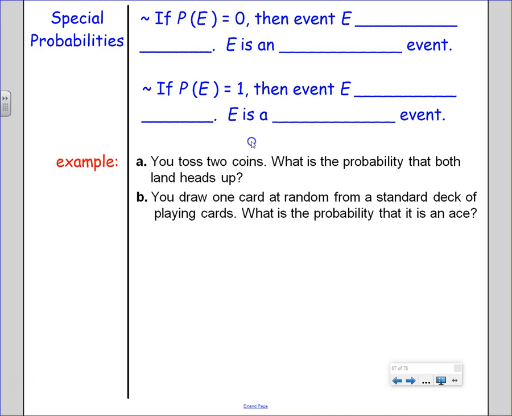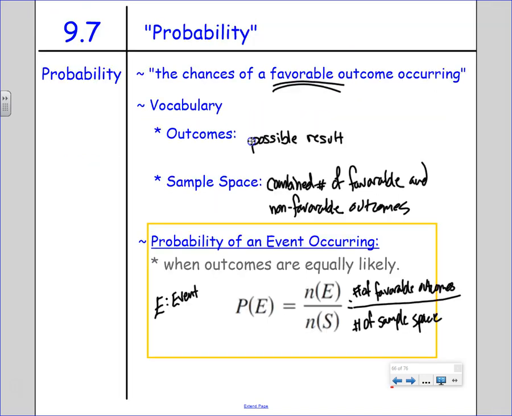Hey kiddos, P, what do you think P stands for? If N stands for the number of ways, N for number, what do you think P stands for? Probability. And this little notation, the parentheses, I'm not multiplying. It's function notation. It's probability of, right? Like f of x, the number of ways of the event, the number of ways of the sample space, etc.